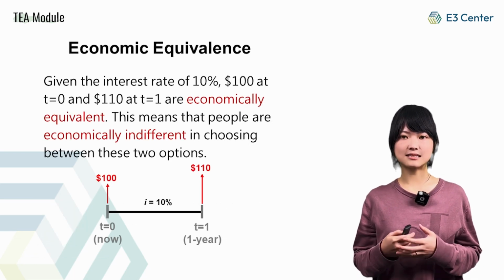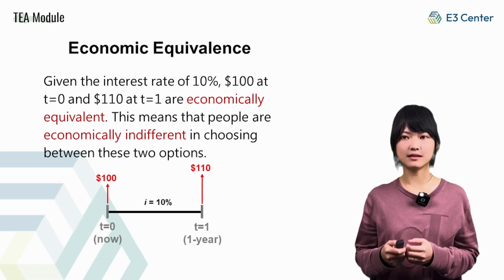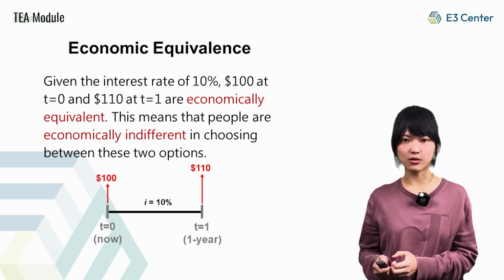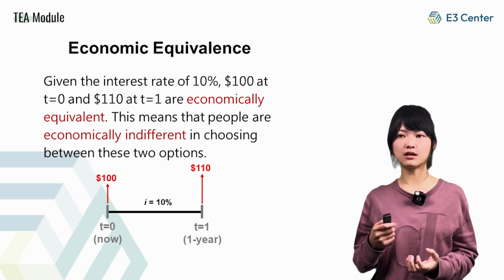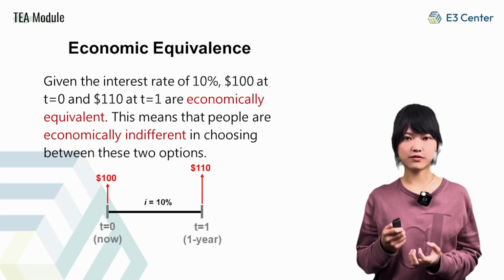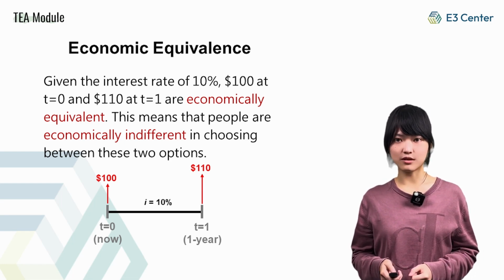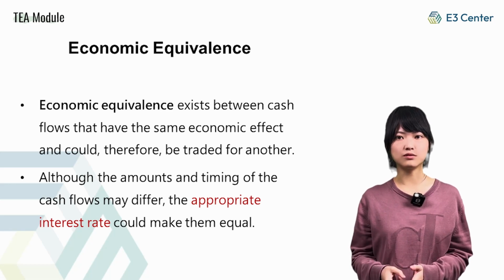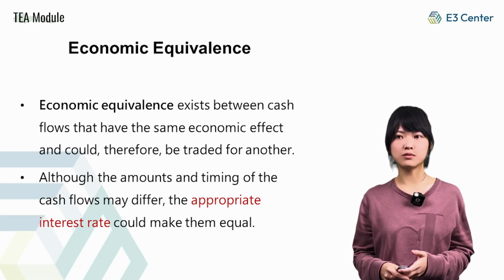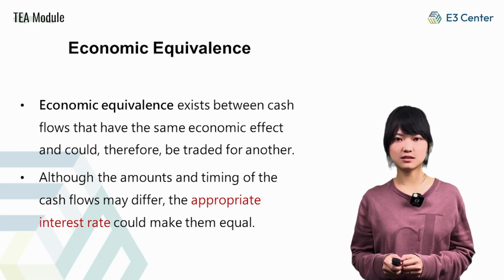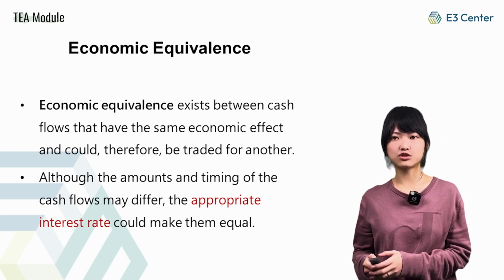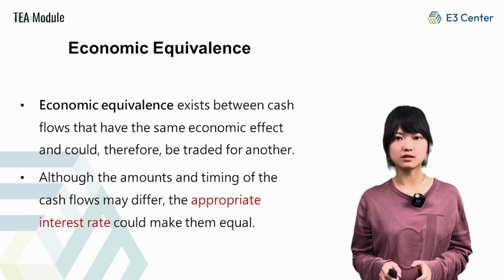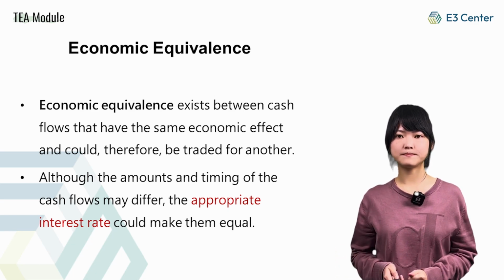Next, let's dive into the concept of economic equivalence. Imagine you got a choice, $100 right now or $110 1 year from today. With an interest rate of 10%, these two options are essentially the same value to you financially. That is what we mean by economic equivalence. It doesn't matter if you choose the money now or later. Their value adjusted for interest is basically the same.